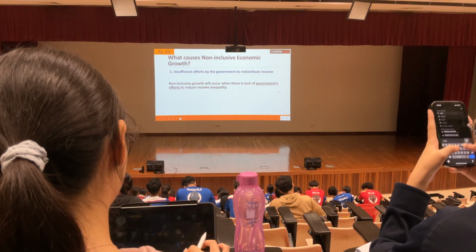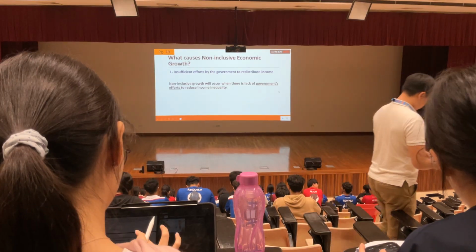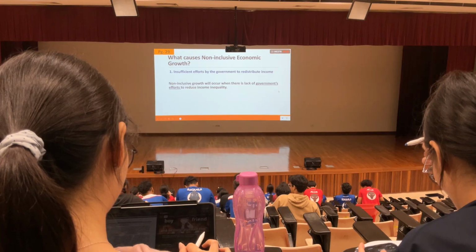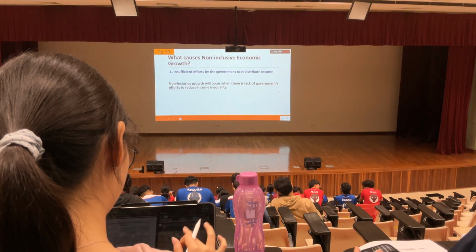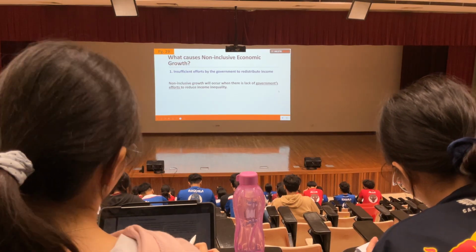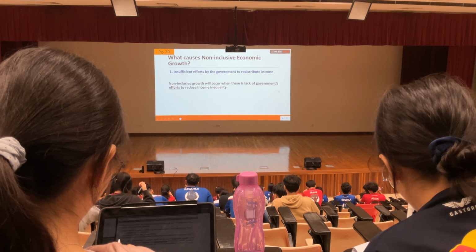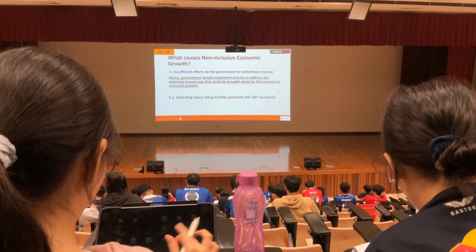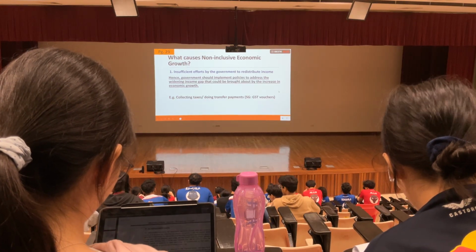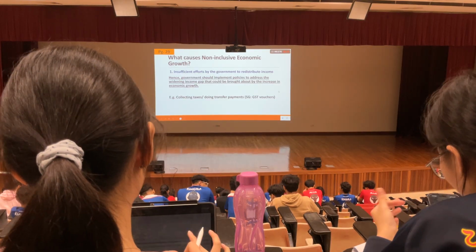Okay? So firstly, what causes it? If the government has insufficient efforts to redistribute income. So this is also very intuitive, right? Non-inclusive growth will occur when there is a lack of government efforts to reduce income inequality. So it is important that government implements policies to address the widening income gap that could be brought about by the increase in economic growth.